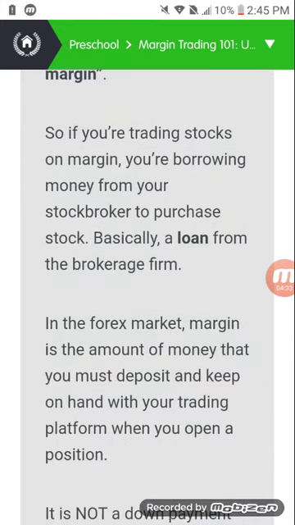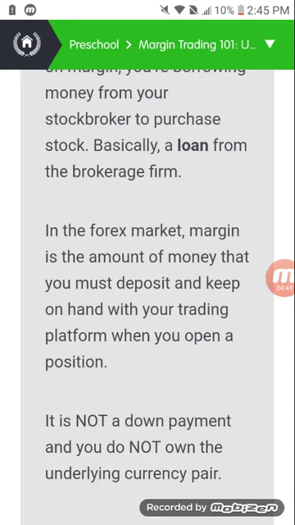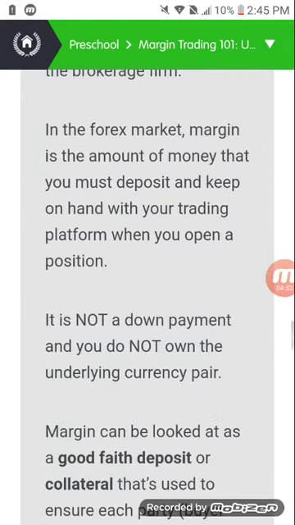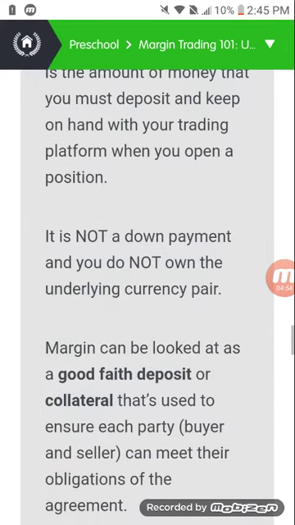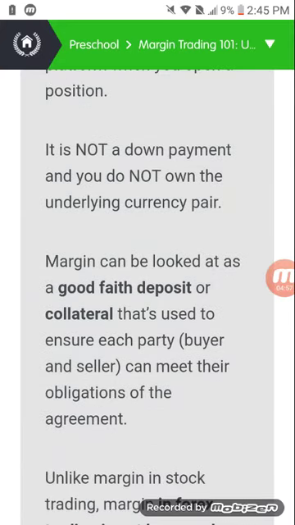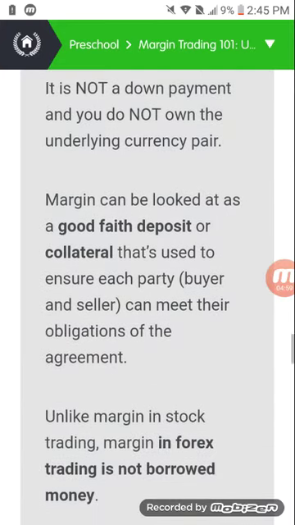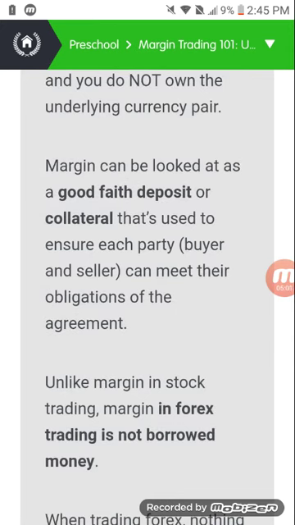If you're trading stocks on margin, you're borrowing money from your stockbroker to purchase stocks, basically a loan from the brokerage firm. In the forex market, though, margin is the amount of money that you must deposit and keep with your trading platform to keep your trade going when you open a position. It is not a down payment, and you do not own the underlying currency pair. Margin can be looked at as a good faith deposit or collateral used to ensure each party, buyer or seller, can meet their obligations of the agreement.